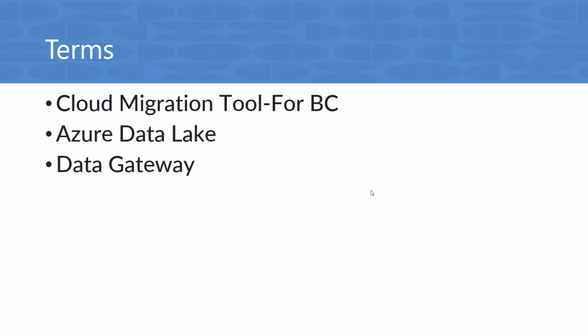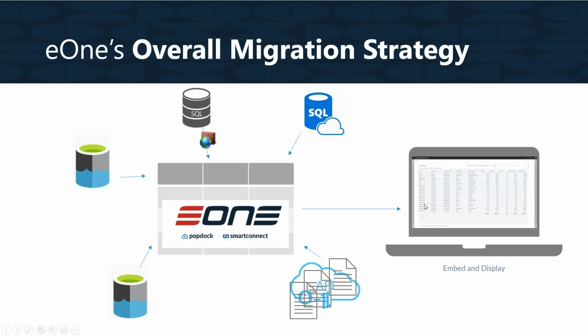All right, the next thing we talk about is an overall migration strategy and how E1 can help you with it. I've drawn this little diagram up. We realize that people are going to have a lot of different ways of accessing that data. Today, maybe you have it in an on-premise system, which I have represented here. Using the gateway, we have a way of securely accessing your on-premise system from PopDoc, which is hosted in Azure.